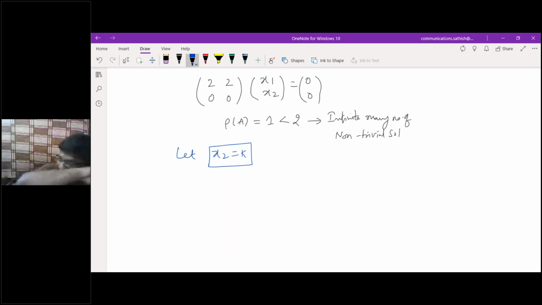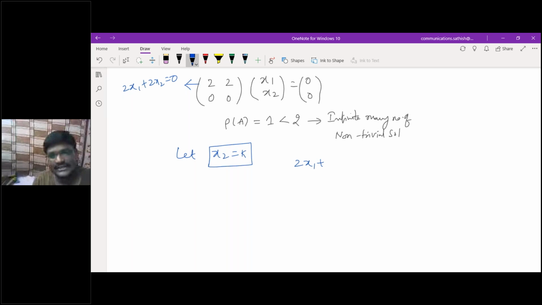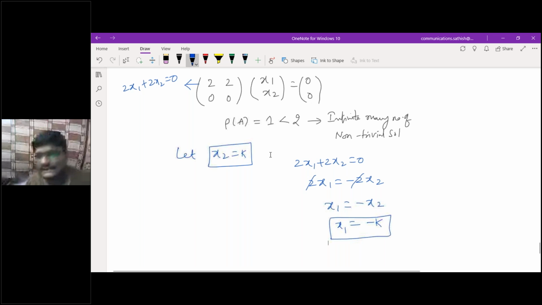Are you able to follow me or not? From the first row, you will have 2x1 plus 2x2 equal to 0. So 2x1 is equal to minus 2x2. The 2 will get cancelled, so x1 is equal to minus x2. What is your x2 value here? Minus k. Am I correct? Yes, sir.